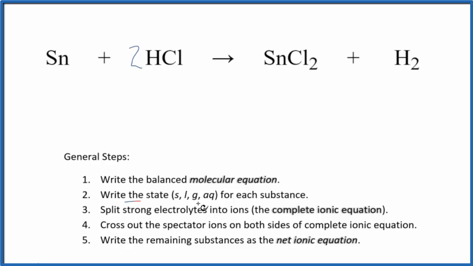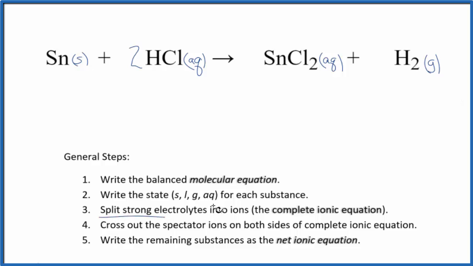Now we can write the states for each substance. Tin is a metal, so it's going to be a solid. Hydrochloric acid is a strong acid. You should memorize that. It's going to dissolve and dissociate into its ions, so it'll be aqueous. Chloride is very soluble, aqueous. H2, when you see it like this, is a gas. So we have our states.